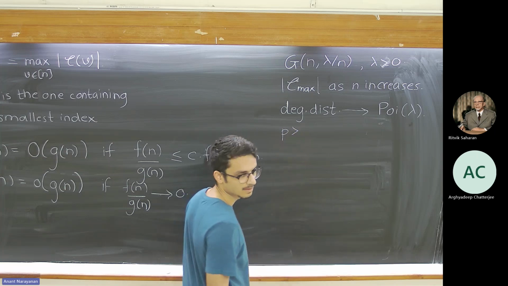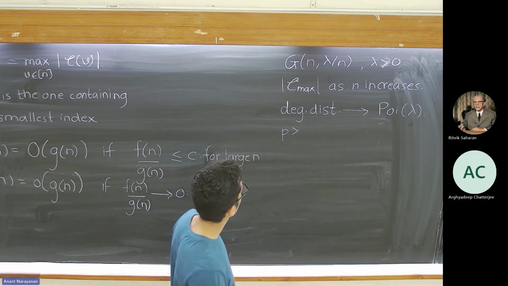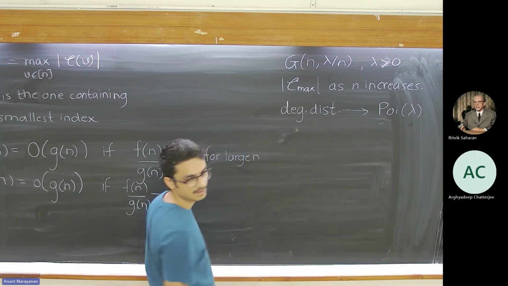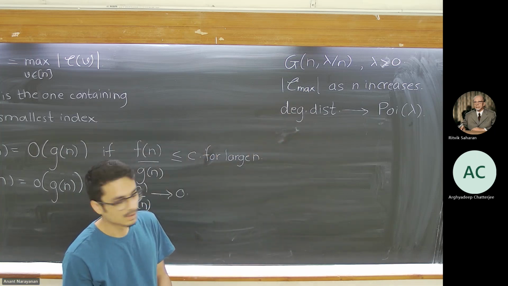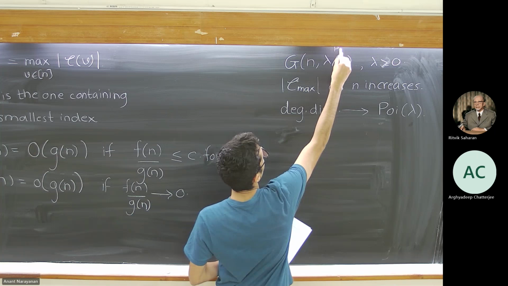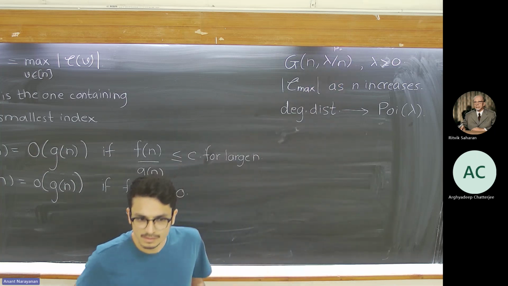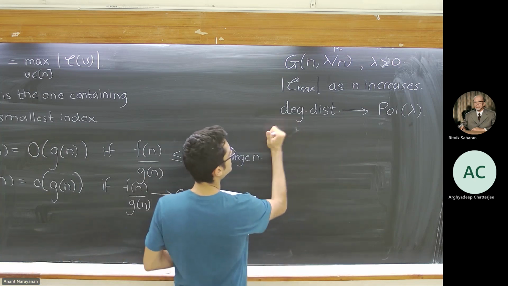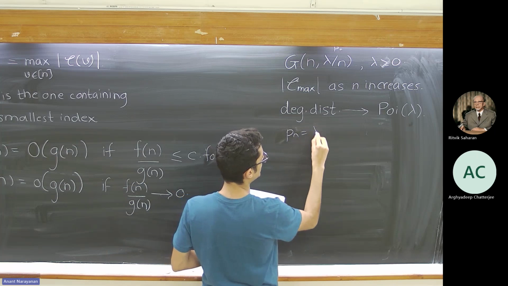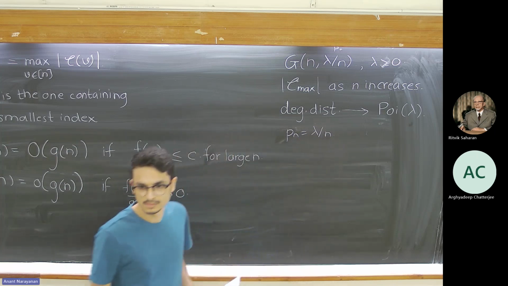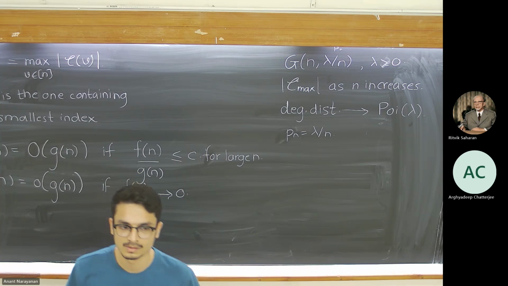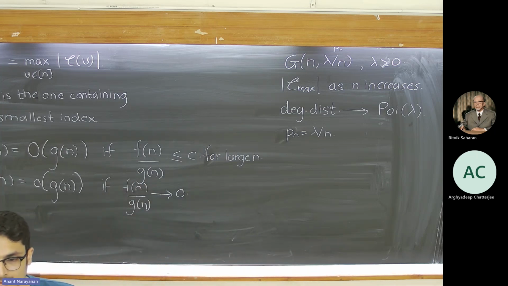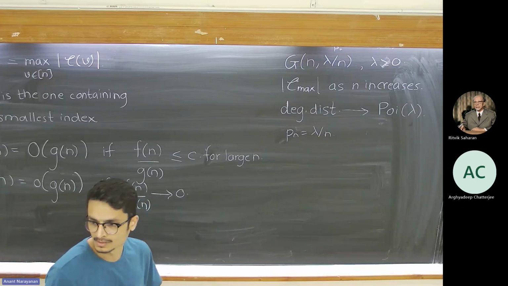What I'm saying is that when lambda is greater than 1, probably the graph has a giant component. Question: lambda is fixed a priori, but then what is the threshold? Yes, that is true, but then what is the threshold?